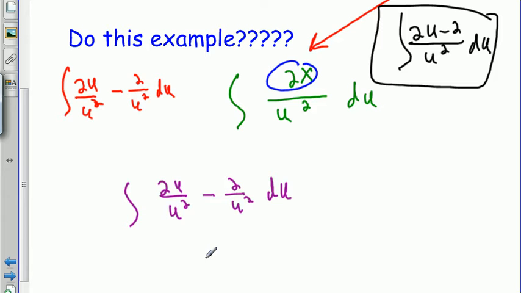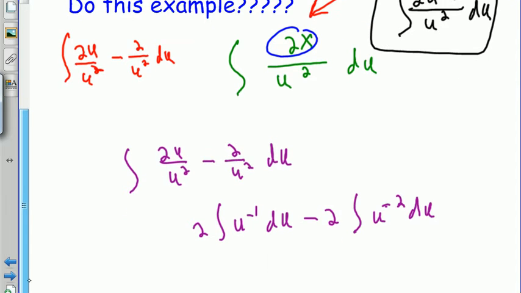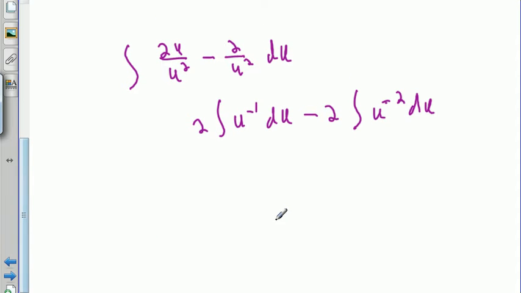So I really have 2 times the integral of u to the negative 1 du minus 2 times the integral of u to the negative 2 du. I hope that you're comfortable with me making that change. And if you're not, think about it. Pause the video, just think about it for a few seconds. That's something we need to be able to do fluidly as we move through the course.